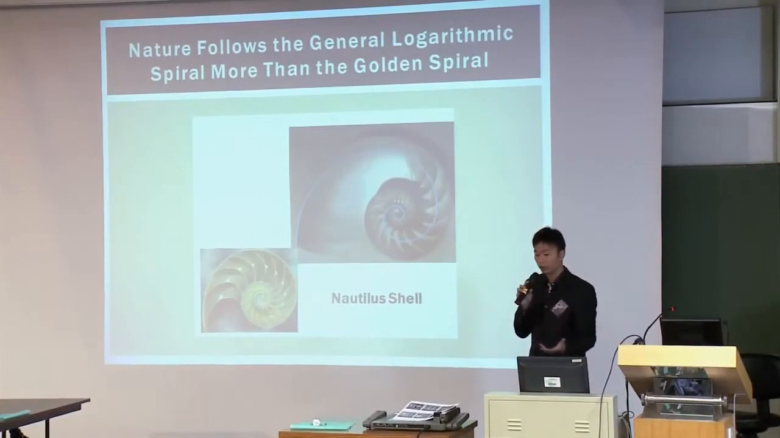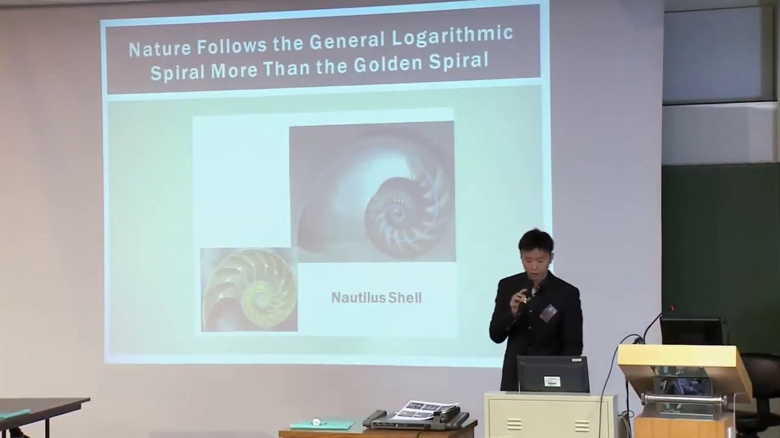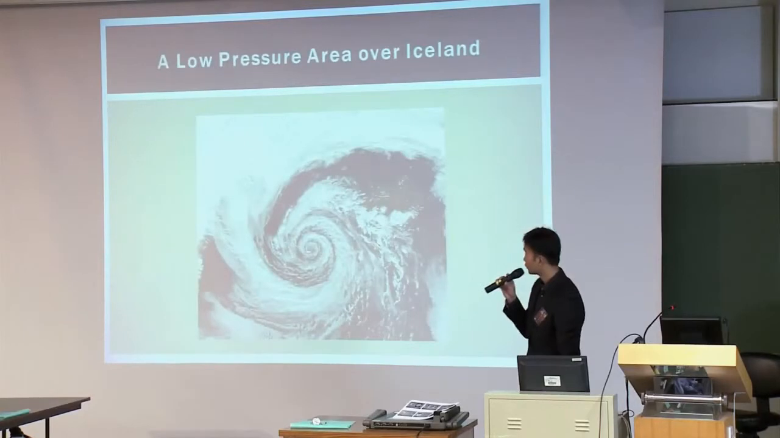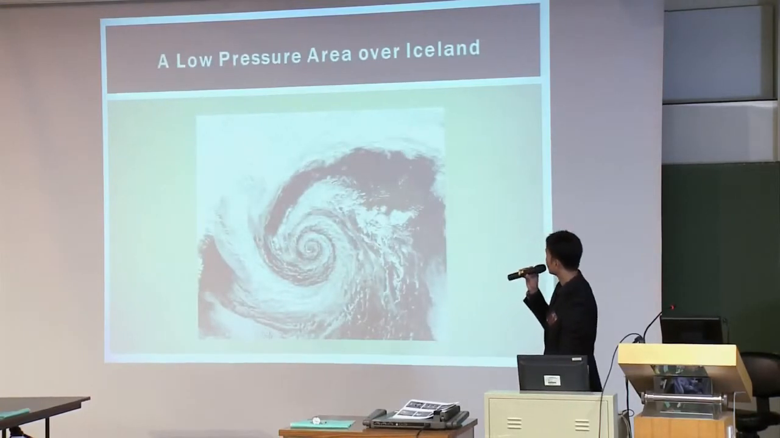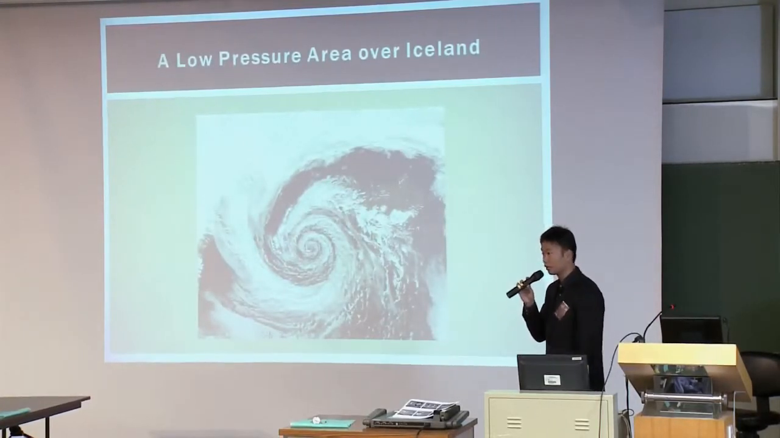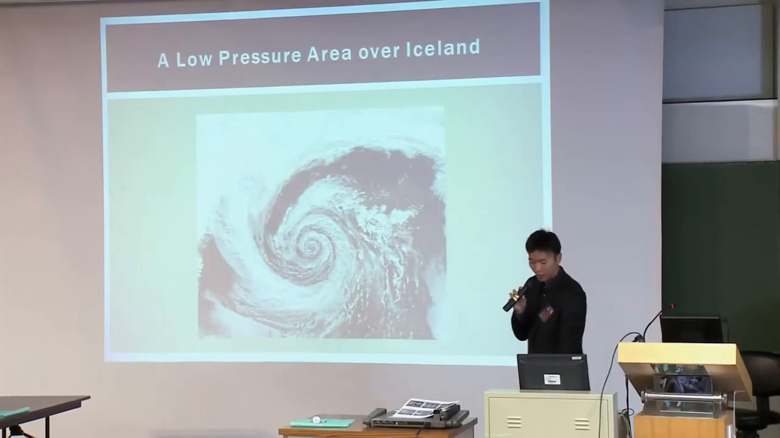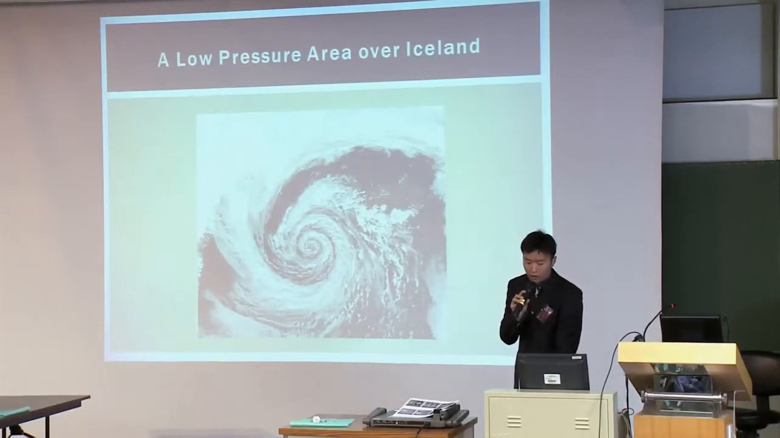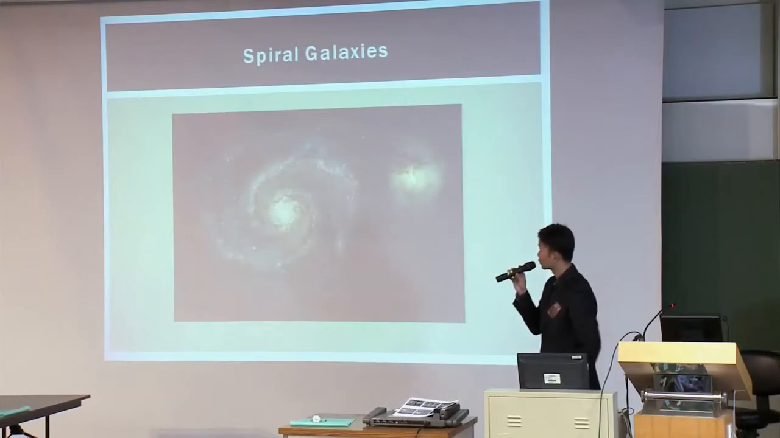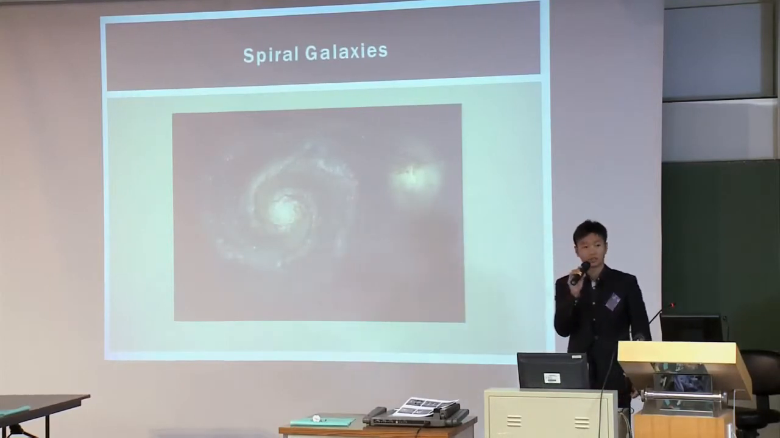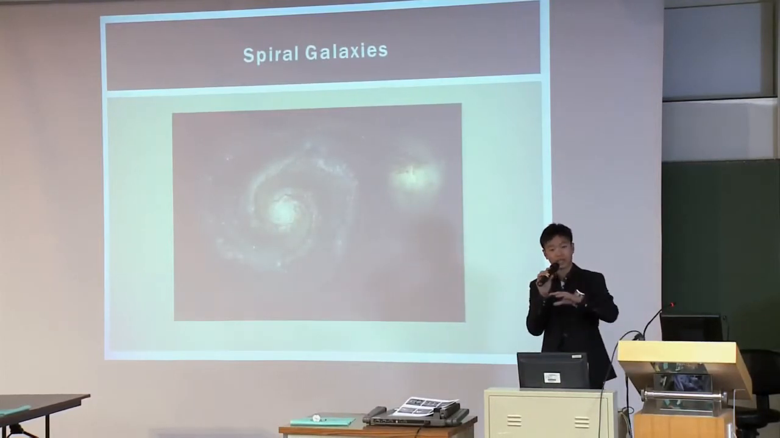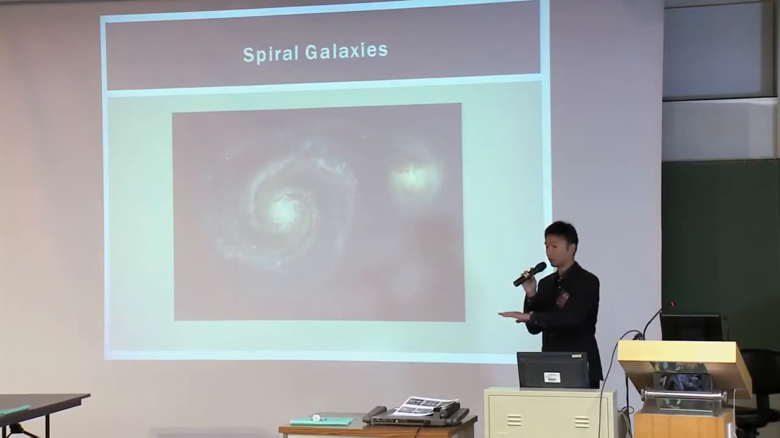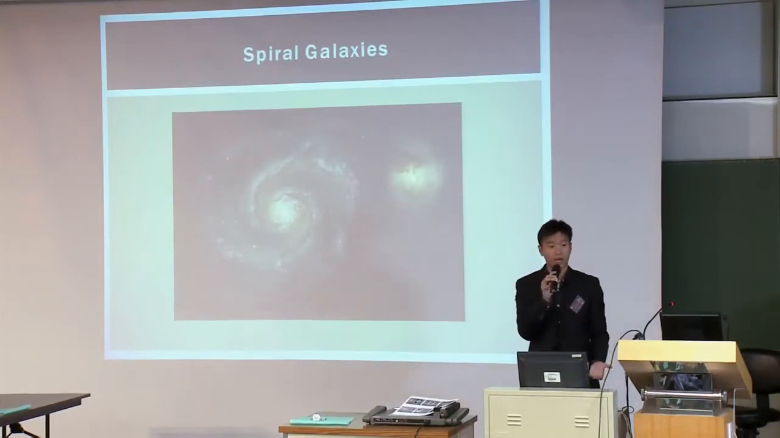For example, from the ocean, you can see it in the Nautilus shell; from the sky, a low pressure area over Iceland, a hurricane, you see those over the sky. Not only that, even the spiral galaxy. So not only from the ocean, from the sky, but also from the universe, you will see this kind of spiral pattern.